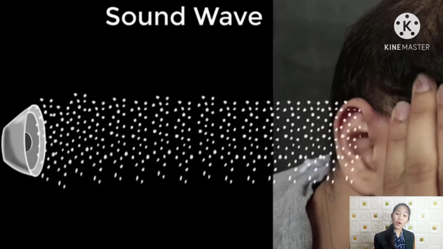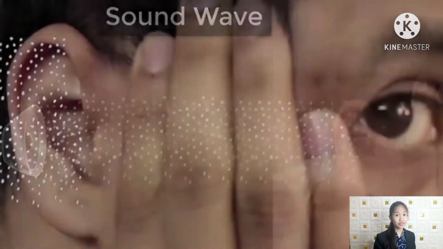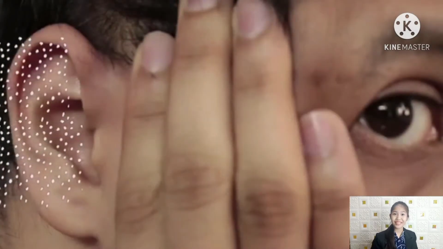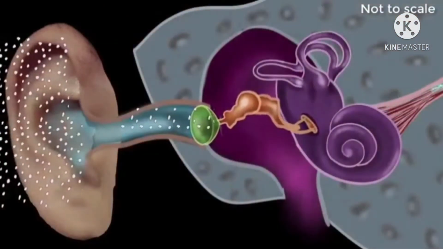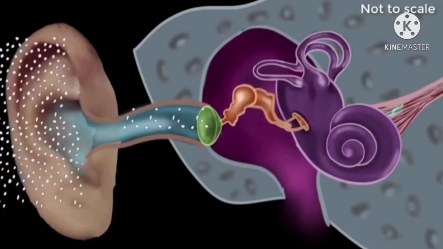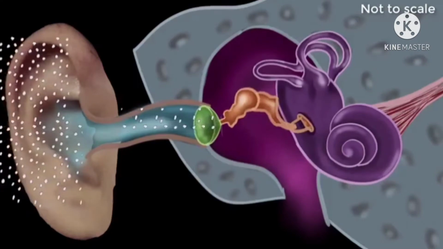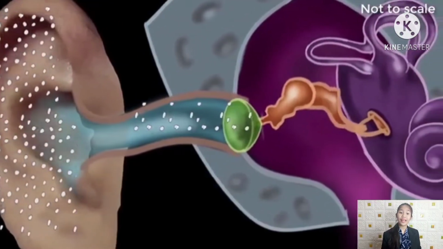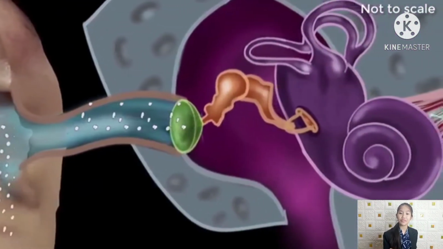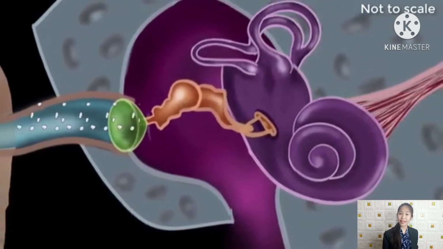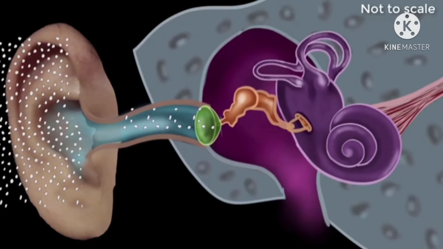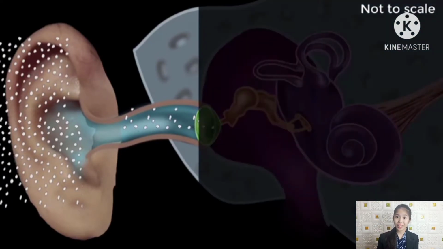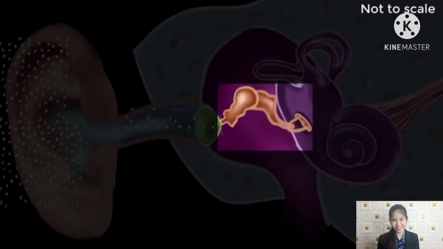Well, for that, we need to look at our ear carefully. I mean the entire structure of the ear. So, let's look at how the different parts of the ear work together to make us receive, interpret, and experience sounds. So, our ear can be divided into three parts: the outer ear, the middle ear, and the inner ear.